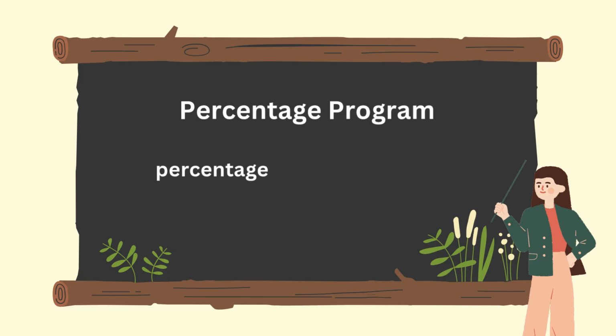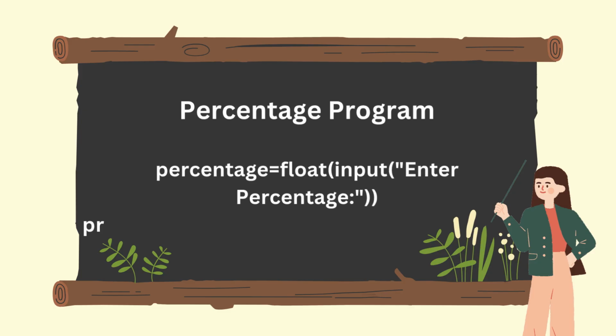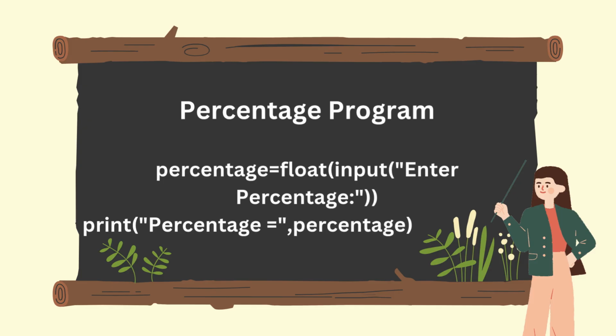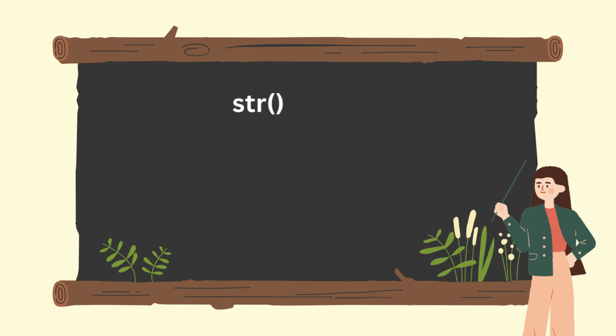Percentage program. Take an input from the user, that is a percentage, store it in the percentage variable and print it. Input 88.45, then output is percentage = 88.45. This is a very useful program for students.